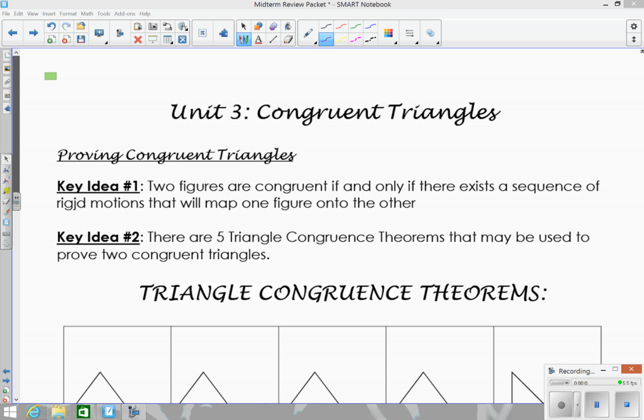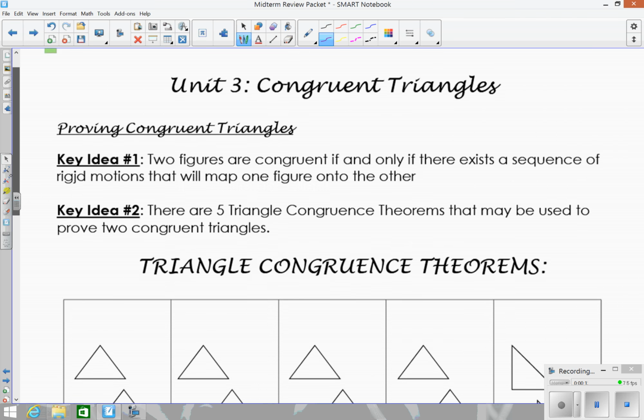In Unit 3, we looked at congruent figures, and we looked more specifically at congruent triangles and proving congruent triangles. So, two key ideas when we're talking about proving congruent triangles.